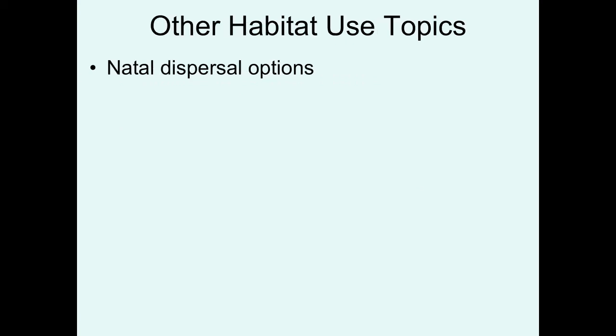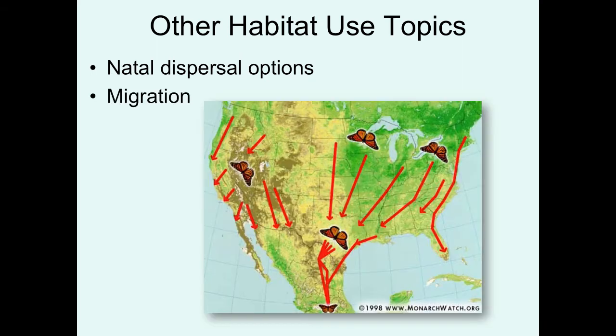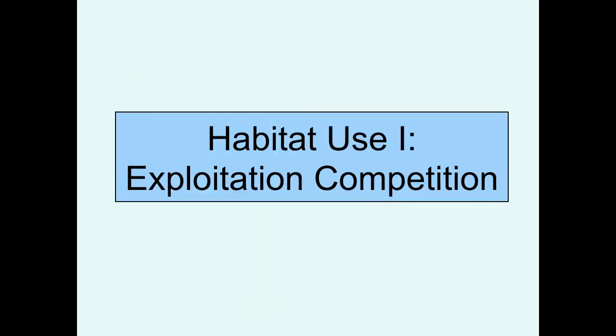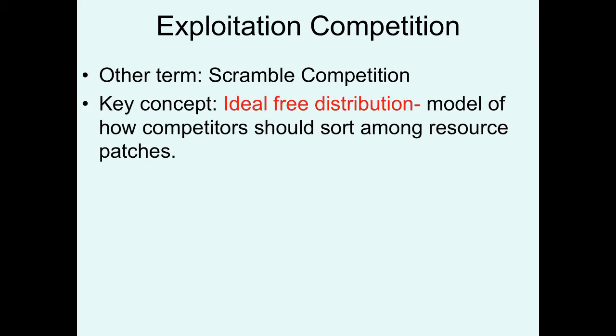We'll also talk about natal dispersal options and other dispersal options in animals. And finally, in this section, we will discuss migration behavior. So let's first talk about exploitation or scramble competition. Again, exploitation competition, and another term for it is scramble competition, is a situation in which there is no territorial defense of a resource. A key concept to understanding exploitation competition is the ideal free distribution. This is models of expectations of how competitors should sort among potential resource patches when using a habitat.